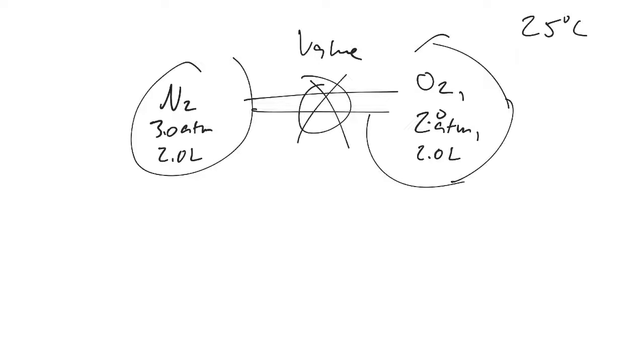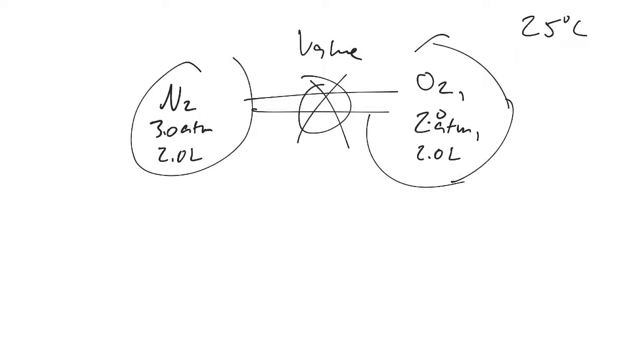What do you think the final pressure is going to be? Your first thought might be 5. I have 3 atmospheres on one side, 2 on the other, they're going to add together to 5. That's not the right answer. You might think, okay, maybe we'll take a simple average. That might be the answer, but it could be, but it cannot be.